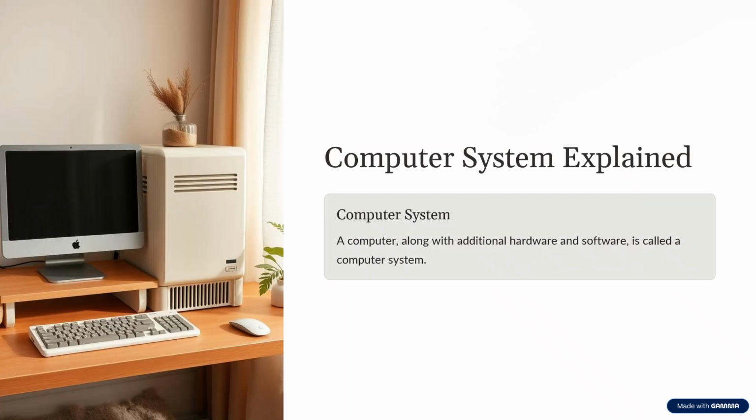Computer system explained. So, what is a computer system? A computer along with some additional hardware and software is called a computer system. Some additional components like hardware devices such as the CPU, memory devices, and input and output devices. Some software like the operating system, and built-in software like system software, such as the compiler, interpreter, device drivers, etc.